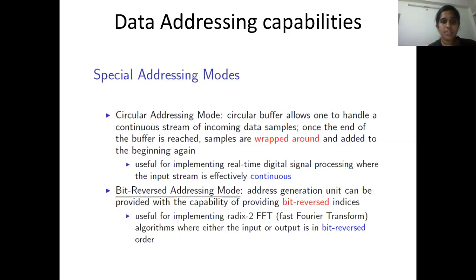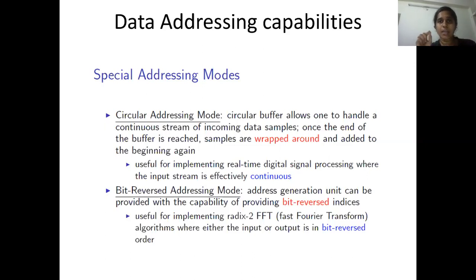Coming to bit reversed addressing mode, this is a special addressing mode used for the implementation of radix-2 fast Fourier transform. As you can see in the slide, it is used for implementing radix-2 fast Fourier transform algorithms where either the input or output is in bit reversed order. I'll show you with examples how we reverse the order of the bits.